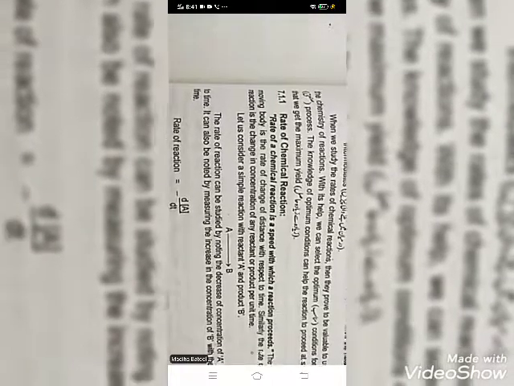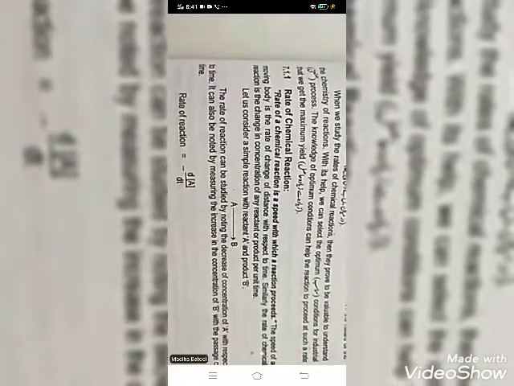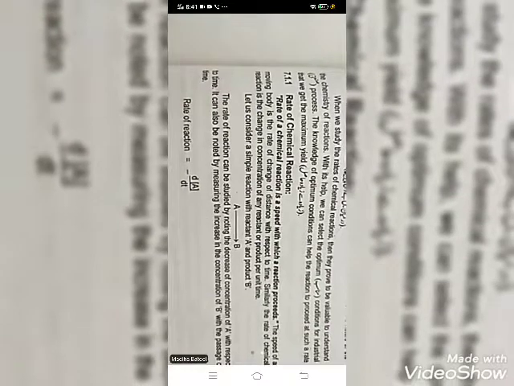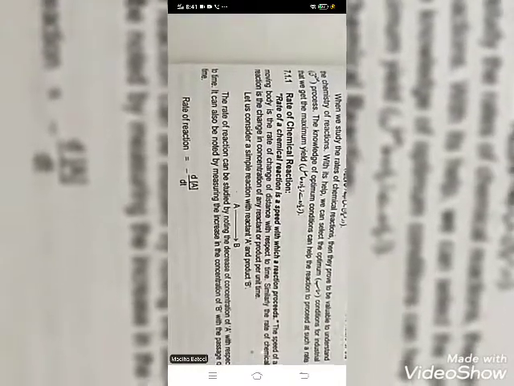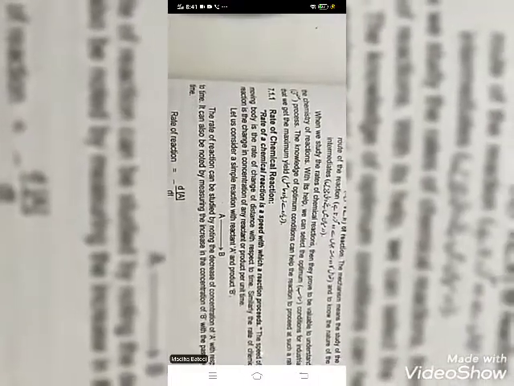Here you can see the example. A is a reactant and it is converting to a product. Then the rate of a reaction can be studied by noting the decrease in the concentration of A. As time increases, the reactant is reduced and the product amount increases. So the rate of a reaction has a negative sign with the change in concentration of A with respect to time. Here is the rate of change of concentration per unit time.